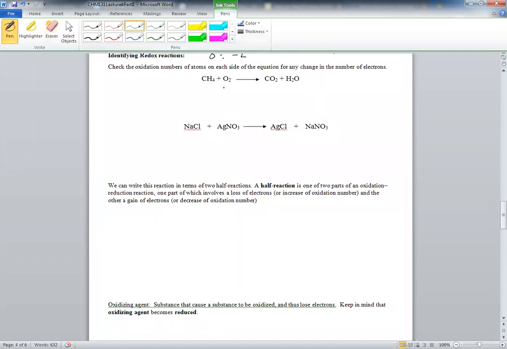I will look at the oxidation numbers on the reactant sides of the atoms and of course on the product side and determine if there is a change. If there is a change, then yes, you do have a redox reaction. So we have CH4 here.